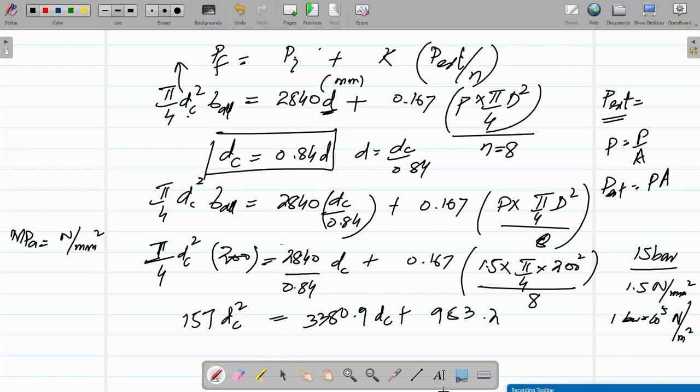If you look at the shape of this equation, it actually becomes a quadratic equation. Clear? So 157 DC square minus 3380.9 DC minus 983.2 equals 0. This has become a quadratic equation.